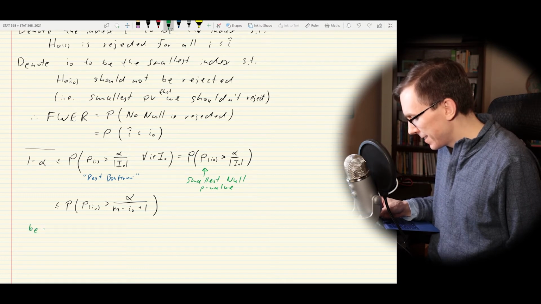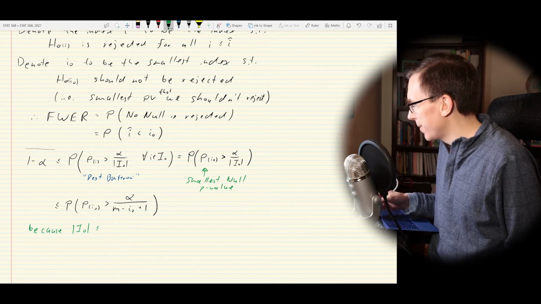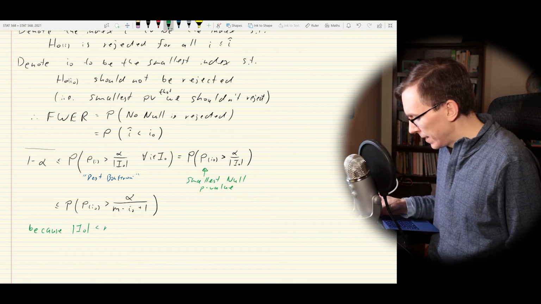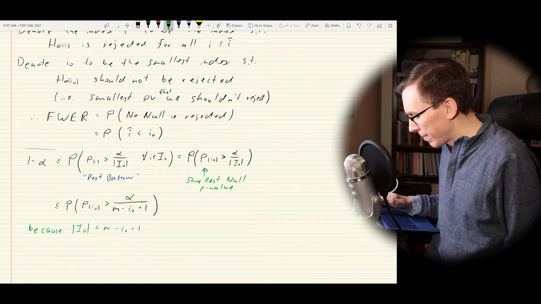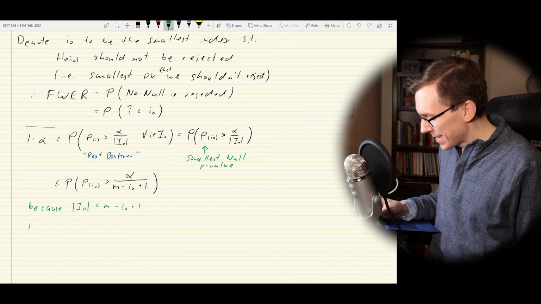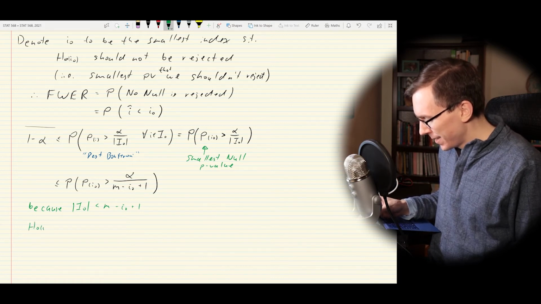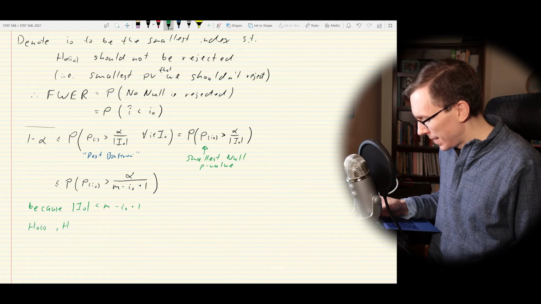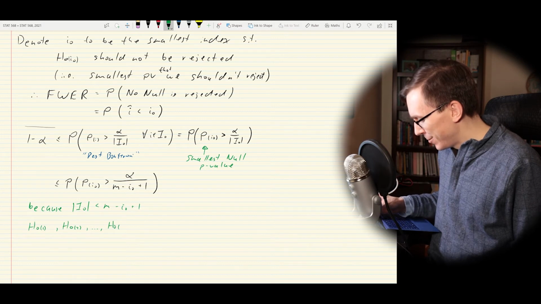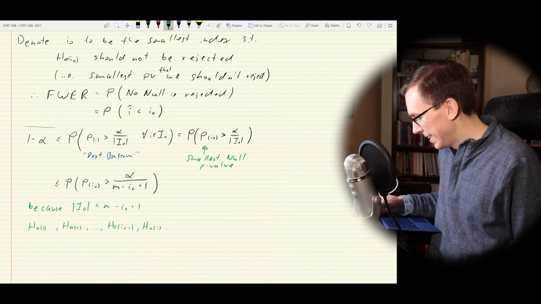This is because I naught is strictly less than m minus I naught plus 1. Okay, so why is that true? Well, if we order our hypotheses H naught 1, H naught 2, and so on, H naught I naught minus 1, H naught I naught, and so on all the way up to H naught m.